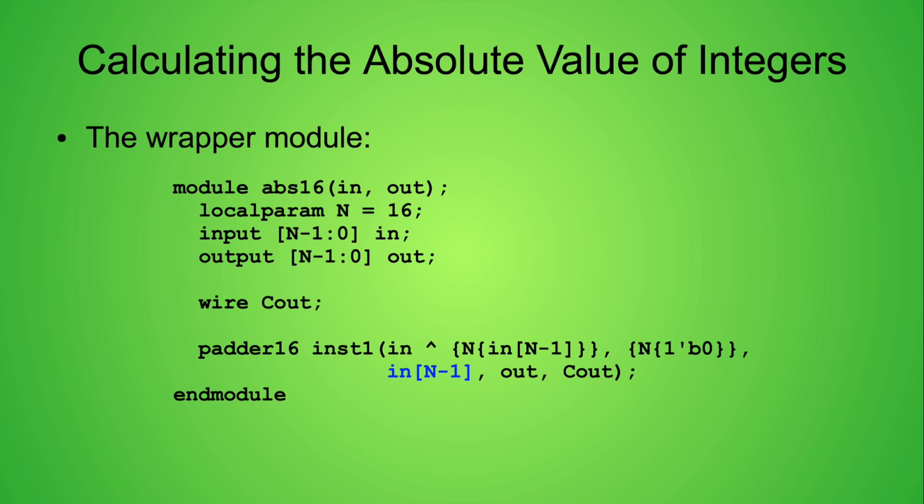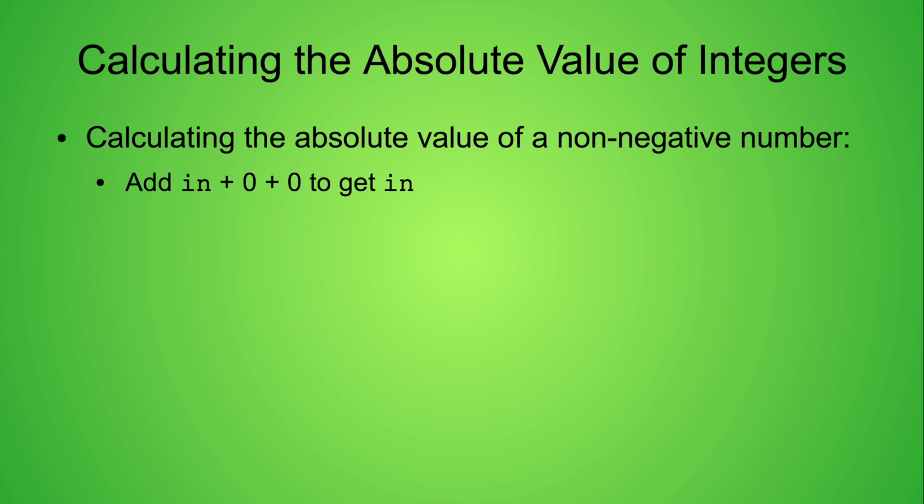The adder circuit adds together these 3 values. When n is non-negative, the sum of the value n plus 0 is equal to n.